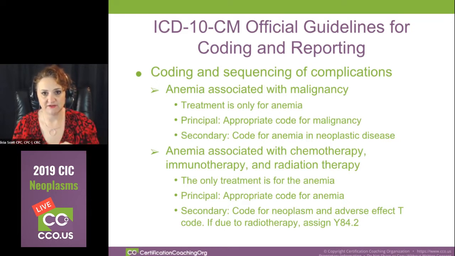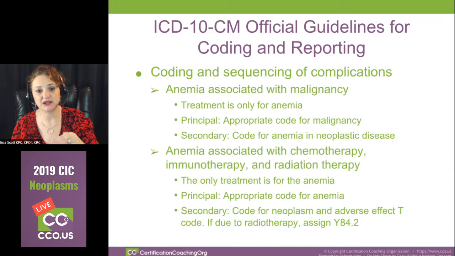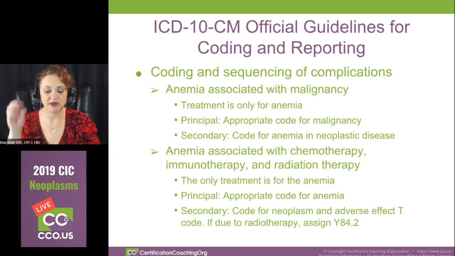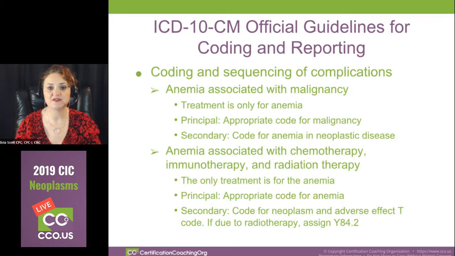Now that I've given you that back history, let's say that it's documented that the anemia is specifically associated with the chemo. The patient had chemo treatments and now they have anemia. The sequencing is different than if the patient had anemia due to the malignancy, right?